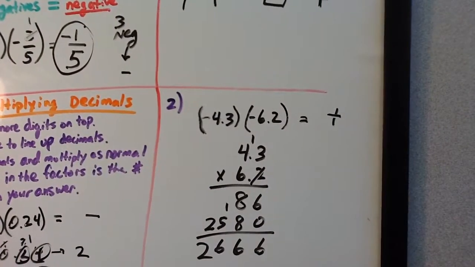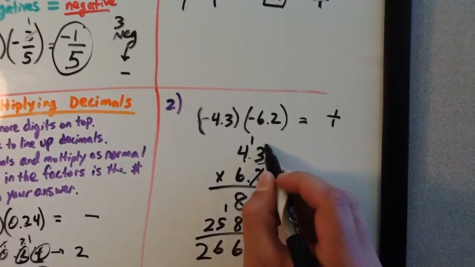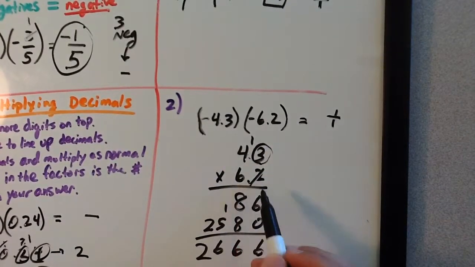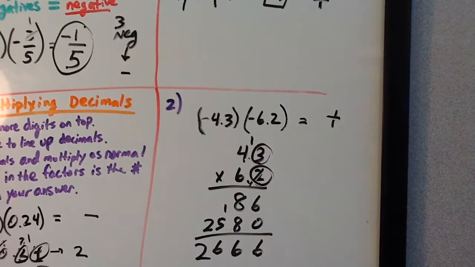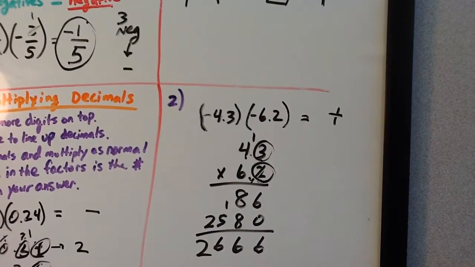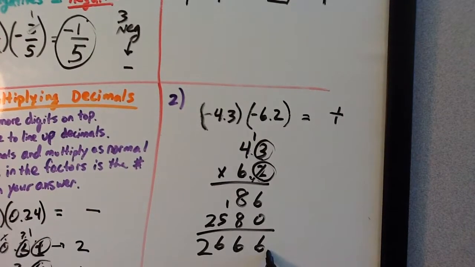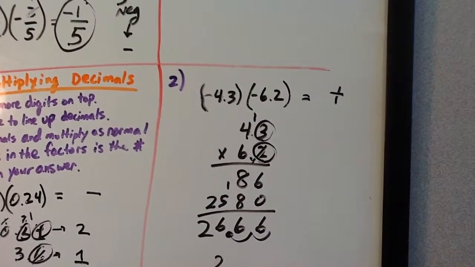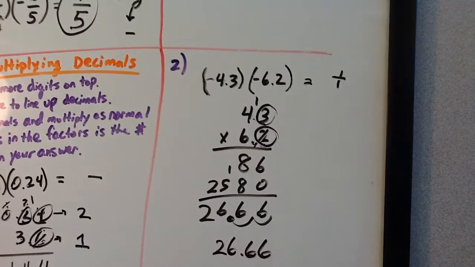Now I have to count how many digits did I have after the decimal point. In this number, there was 1 digit after the decimal. In this number, there was 1 digit after the decimal. And so there are 2 digits total after the decimal point, and so there should also be 2 digits after the decimal in my answer. So start on the far right and go 2 places to the left. 1, 2. Right there is your decimal, so that's 26.66. And we said our answer should be positive because we're multiplying numbers with the same sign.